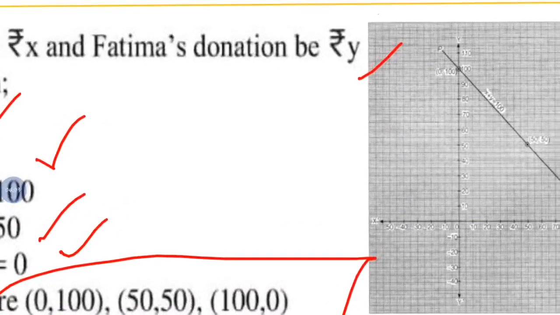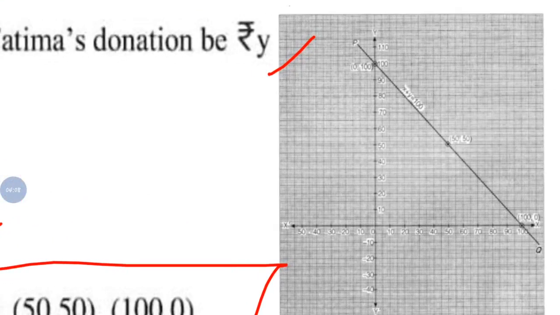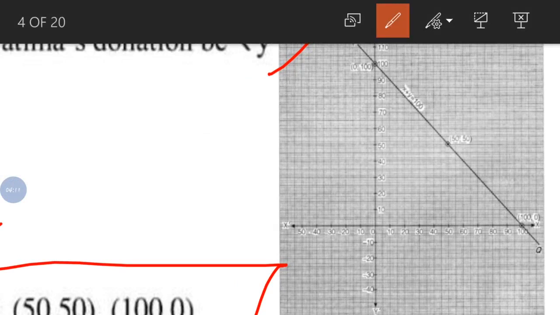Just look at the graph given here. We have got 3 points, right? One is 0, 100. Here 0 has to be taken on the X axis, and 100 has to be marked on the Y axis. That is 0, 100. Then 50, 50: in X also 50 and in Y also 50. And 100, 0: in the X axis you have to take 100 and in the Y axis 0. So 3 points we have plotted on the graph, and we have drawn a straight line connecting the 3 points, and we have given the name of the straight line, that is X plus Y is equal to 100.